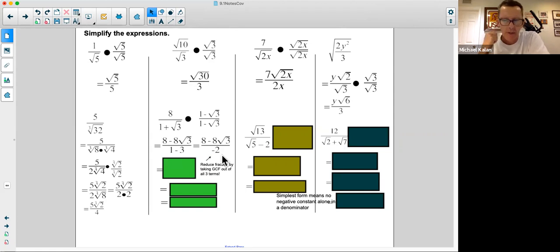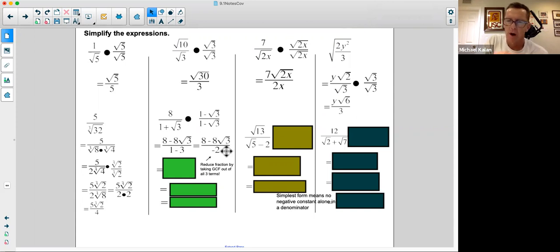Now let me ask you this. How many terms do we have in that fraction? Hopefully you said 3, because we have 8. Remember, terms are things that are added and subtracted, or that just stand alone. So 8 is a term, negative 8 root 3 is a term, and negative 2 is a term.